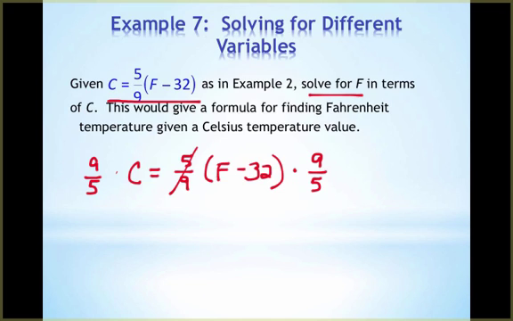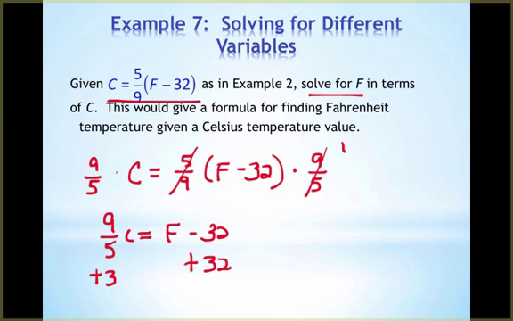So 5/9 times 9/5 will simplify to 1. So if I have 9/5 C equals F minus 32, we're trying to get F by itself. Well, we have a minus 32 with it. To get rid of minus 32, we would add 32. So that's going to give me F equals 9/5 C plus 32. I can't add those because they are not like terms. One of them has a C and one doesn't. So we'll just leave it as 9/5 C plus 32.